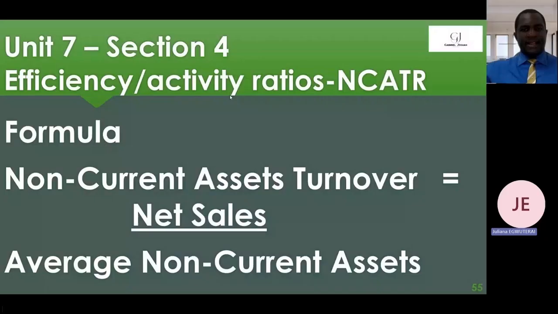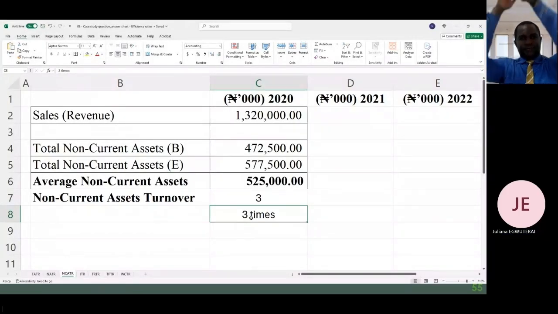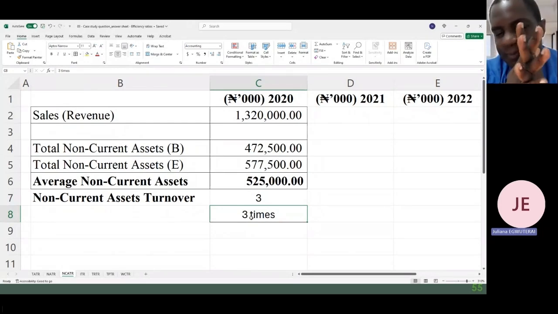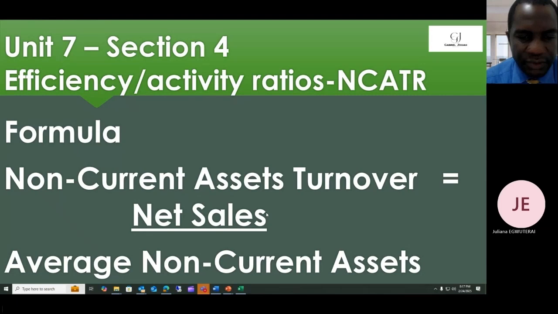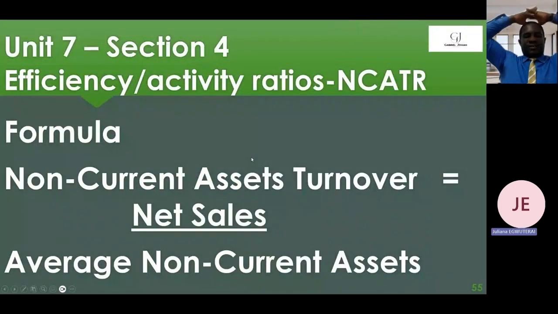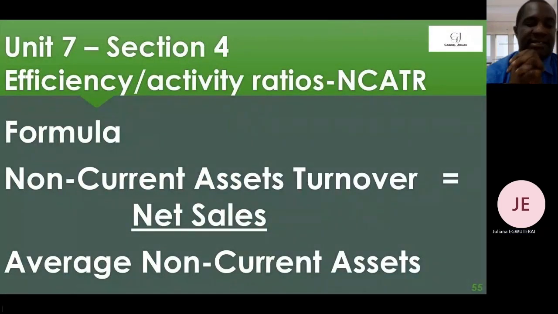All right, so I have 3 times for 2020. What is required for this formula? Okay, so let me put it on the screen for you. It's net sales divided by your average non-current assets. What's the name of this formula? Efficiency or activity ratio. So this is non-current assets turnover.